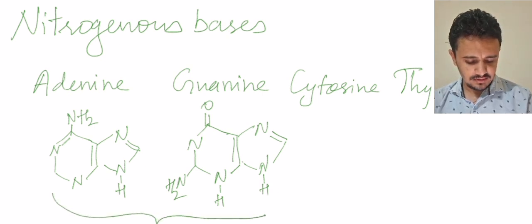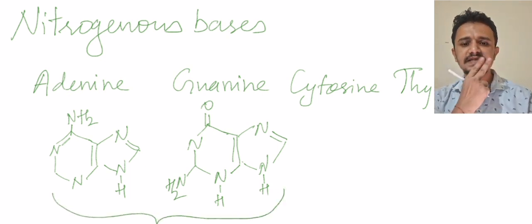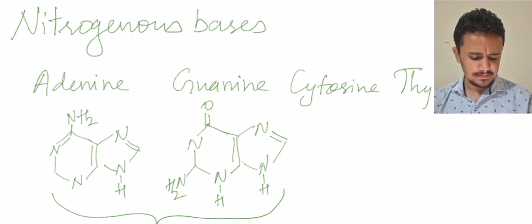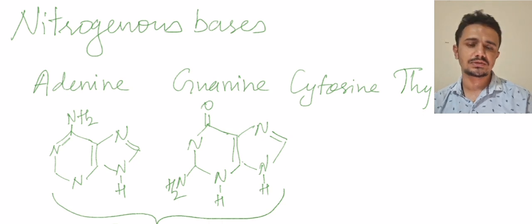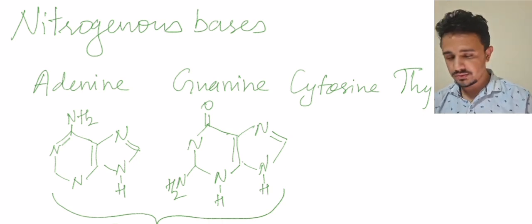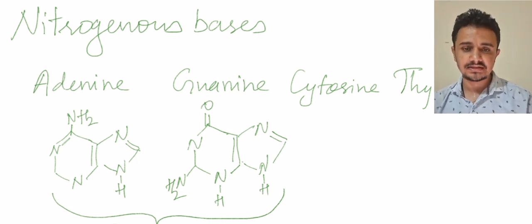So similarly, if you see cytosine and thymine, so if you see these two structures are having 2 rings, right? So 2 rings are there, so that's why we call these purines. Okay, these are also called purines. Now cytosine and thymine only have one ring structure, so they are called pyrimidines. Okay, let's see how these 2 pyrimidines look like.